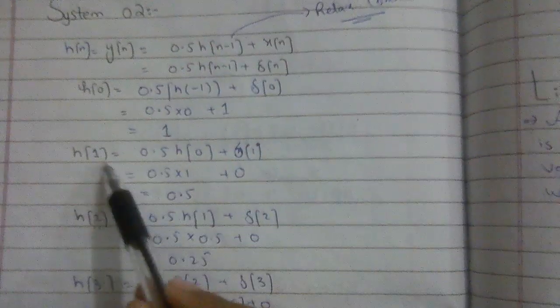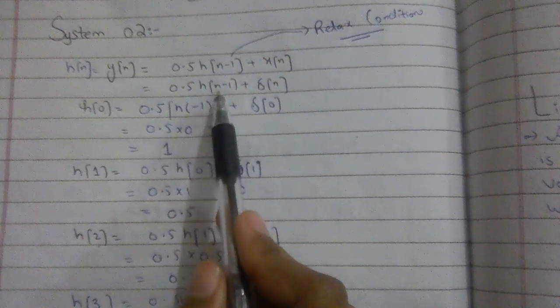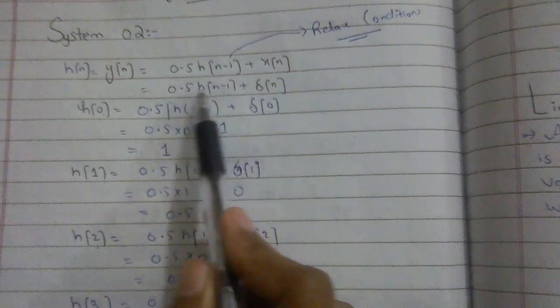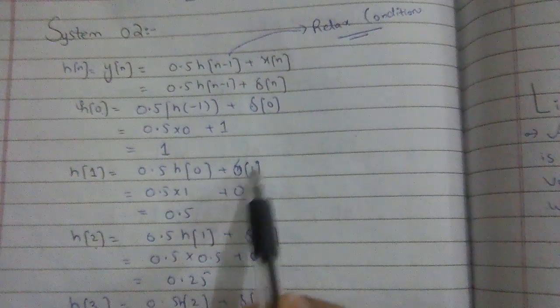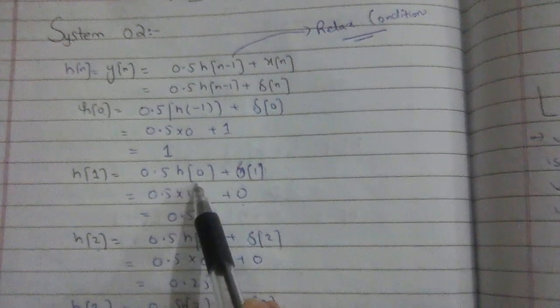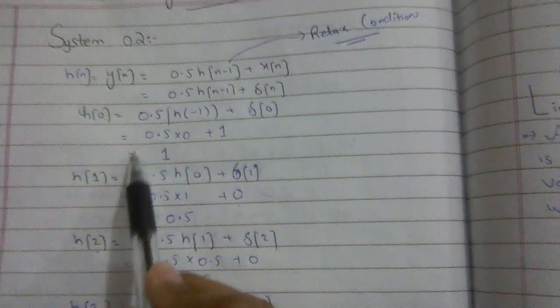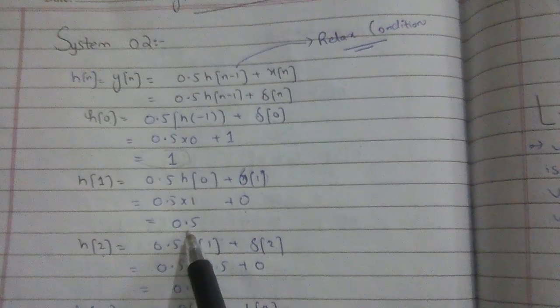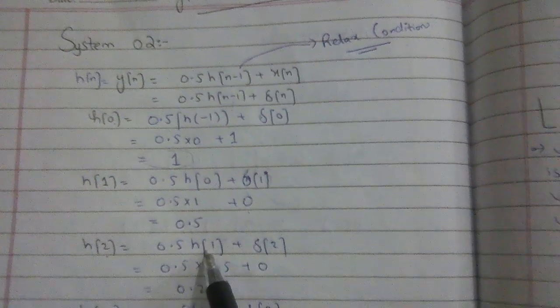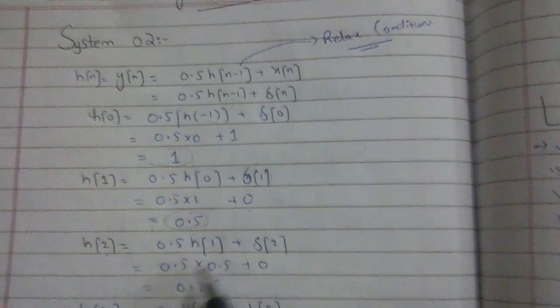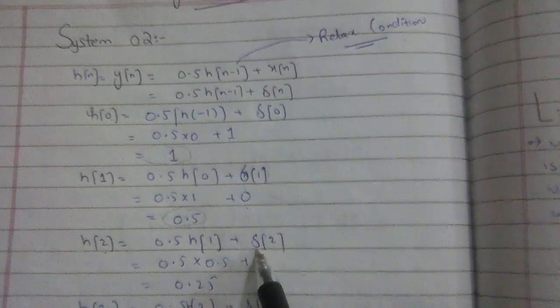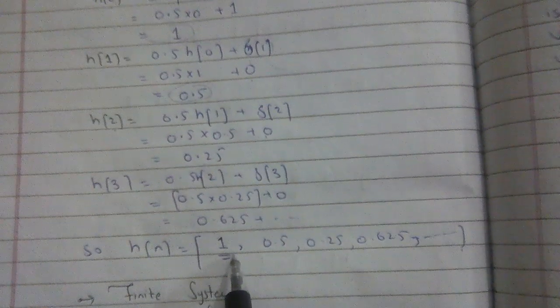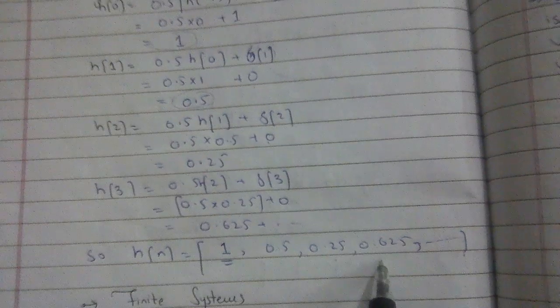Similarly, if I discuss h of 1, I have put n is equal to 1. At n is equal to 1, 1 minus 1 is 0, so h of 0 plus delta of 1 will be 0, and h of 0, I have calculated, is equal to 1, so putting here that value, multiplied by 0.5 is 0.5. Similarly for h of 2, here will be h of 1, and the h of 1 value is 0.5, so 0.5 multiplied by 0.5 is 0.25, and delta of 2 is equal to 0. So I got my response as 1, 0.5, 0.25, 0.125, and so on.